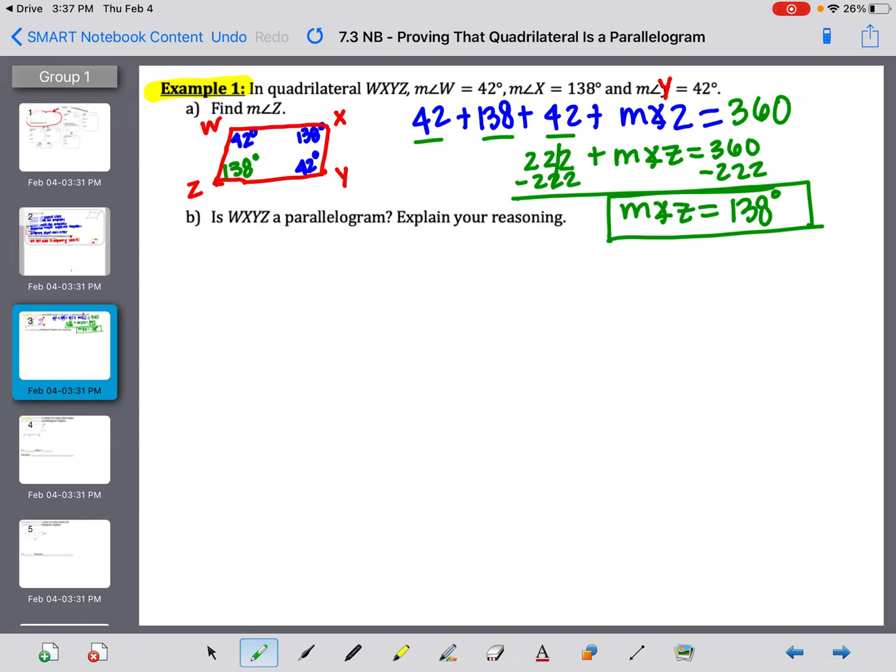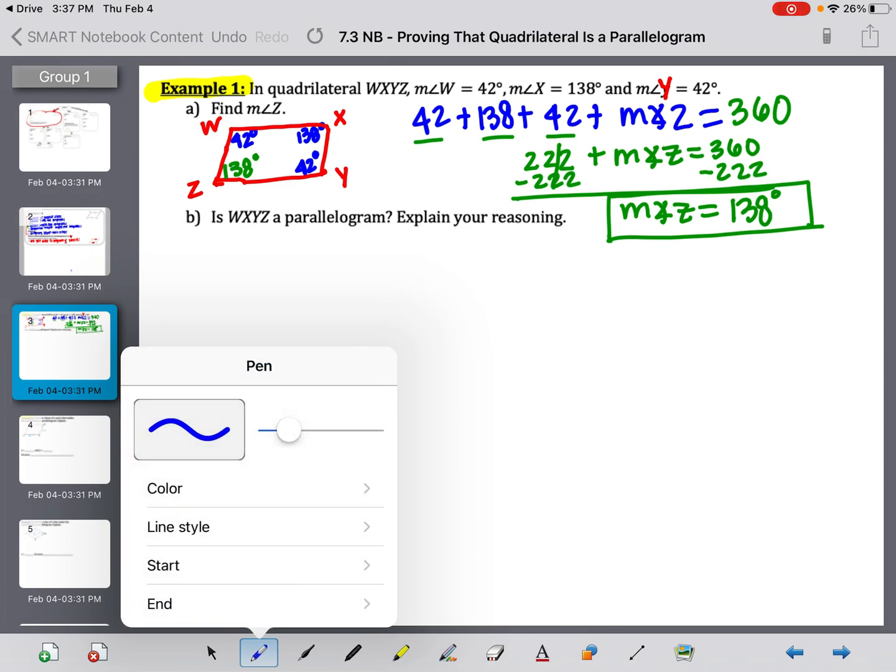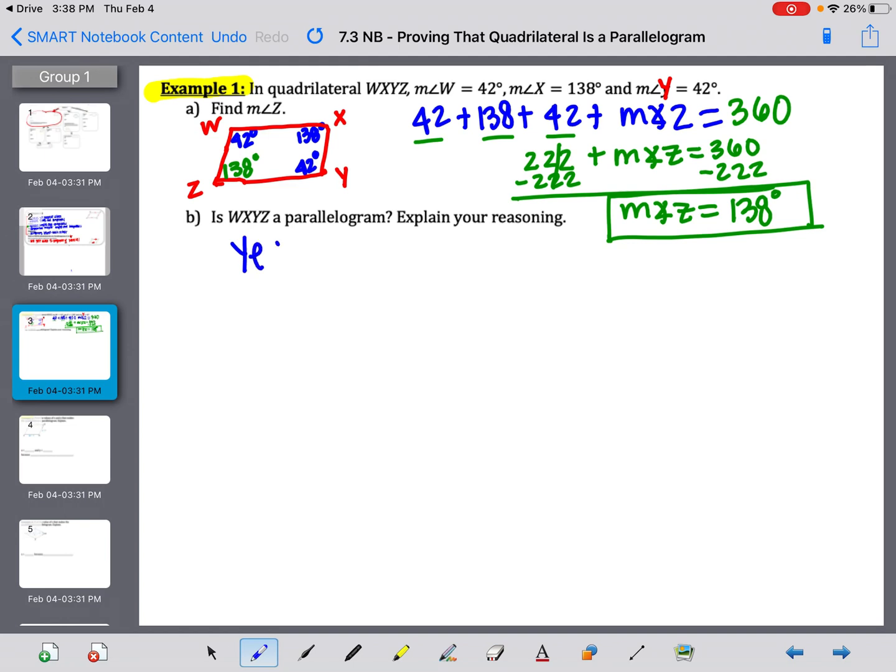Yes, when I look at this diagram, my opposite angles are congruent. Both pairs of them are congruent, right? W is congruent to Y, Z is congruent to X. That in itself is enough information to prove it is a parallelogram.